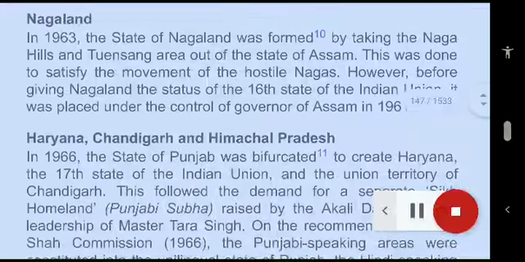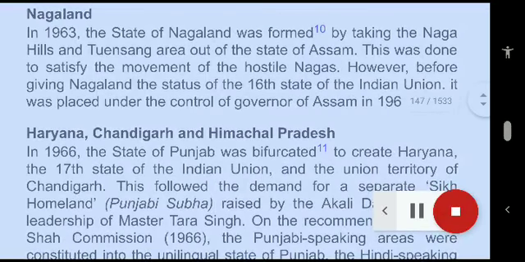Nagaland. In 1963, the state of Nagaland was formed by taking the Naga Hills and Tuensang area out of the state of Assam. This was done to satisfy the movement of the hostile Nagas. However, before giving Nagaland the status of the 16th state of the Indian Union, it was placed under the control of the Governor of Assam in 1961.